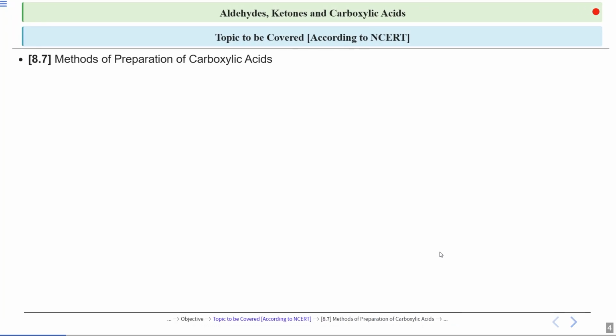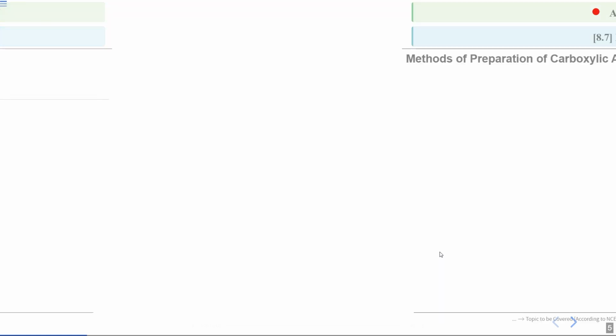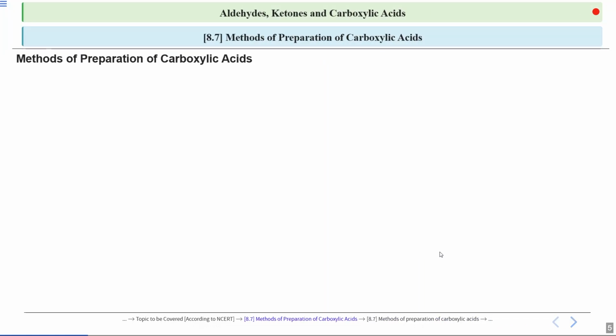Now for your reference, I have mapped the NCERT sections which I will be covering today. So today we will cover section 8.7, which is methods of preparation of carboxylic acids. And at last, we will summarize whatever we have learned about the preparation of carboxylic acids. So let us see the methods of preparation of carboxylic acids.